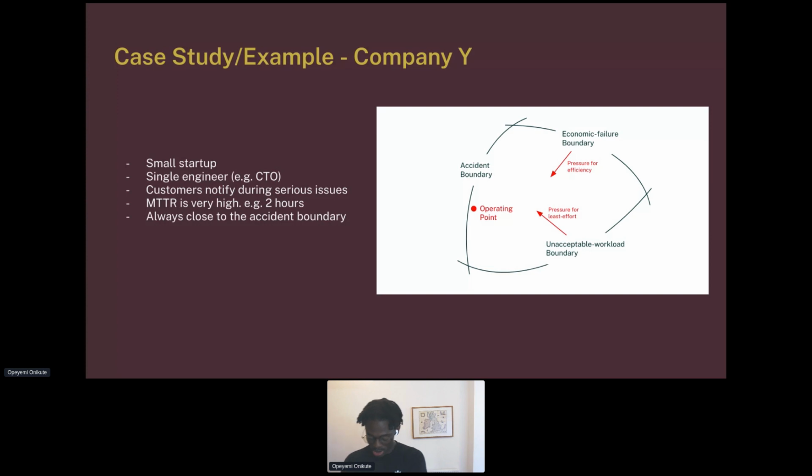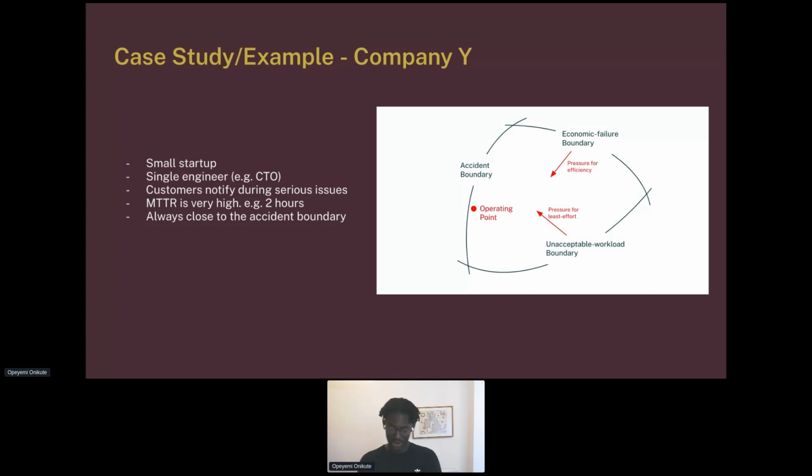Right. Based on my experience, I have worked in small startups, I have worked in mid-sized companies, and now I'm working in a large company. I want to use a theoretical company as an example. So let's say we have company Y, which is a small startup. They only have one engineer, and let's say they just have the CEO and the CTO. The way incidents are handled in this company is customers usually notify about issues, and then the CEO reaches out to the CTO, who, as a single engineer, hopefully a boss, solves the incidents, right?